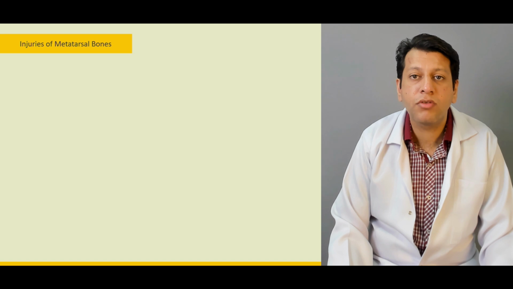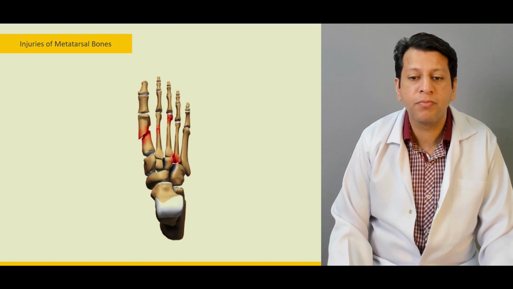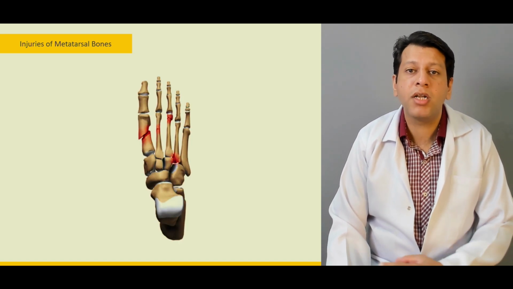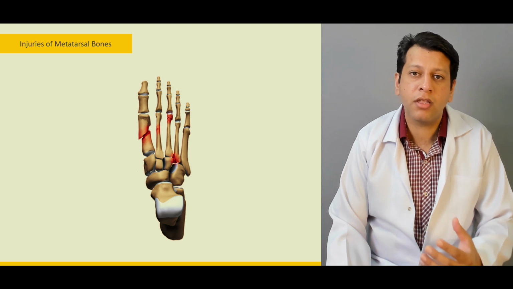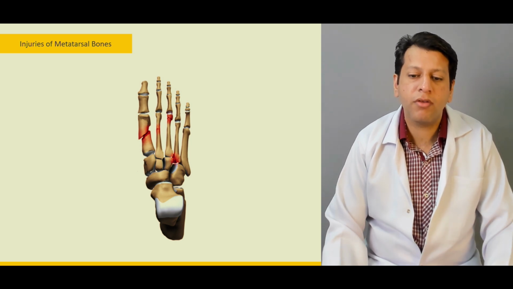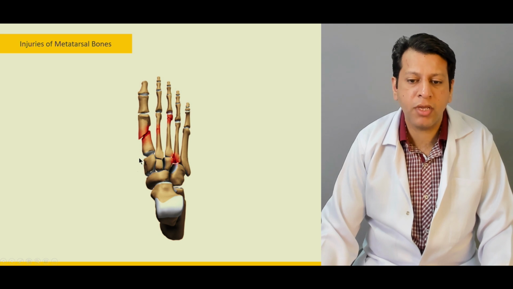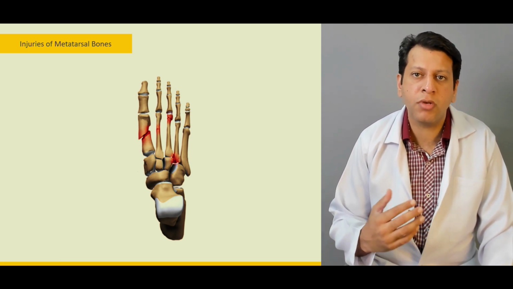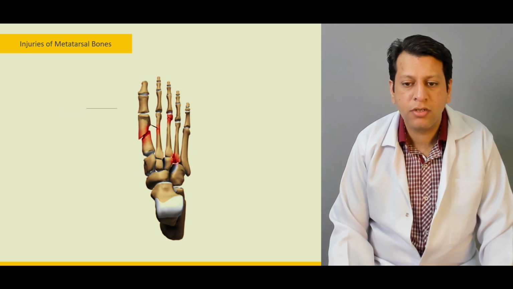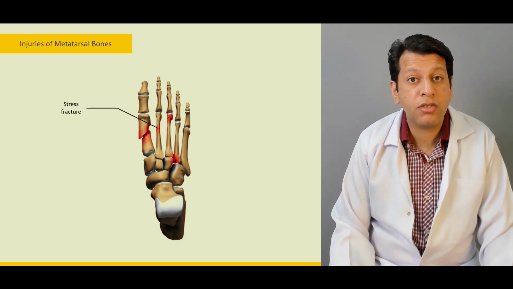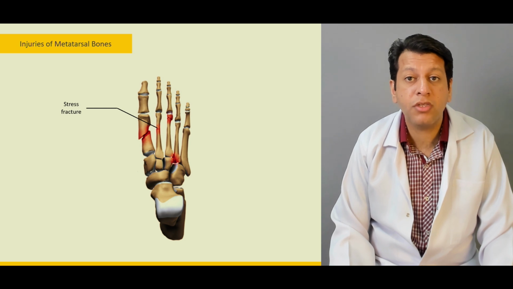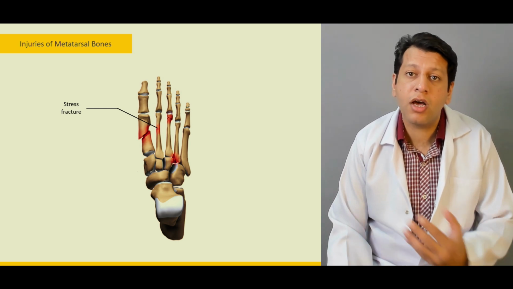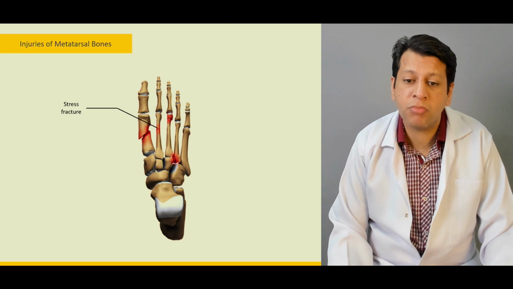Now, coming to the injuries of the metatarsal bones. As you know, there are multiple metatarsals, five in number, which may be fractured at the level of the base. They may have head fractures, or there may be fracture of the shaft as well. Fractures could be comminuted, spiral, or a simple transverse fracture as well. As I told you, there could be stress fractures involving the metatarsals, especially in athletes and army recruits, what are called march fractures.